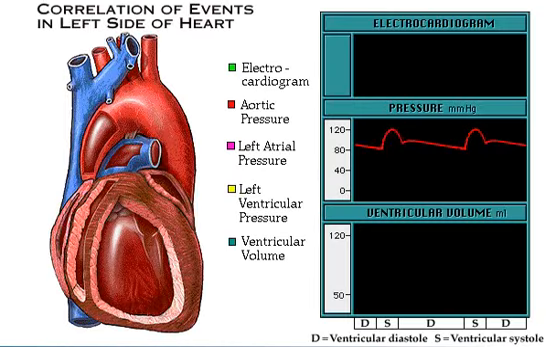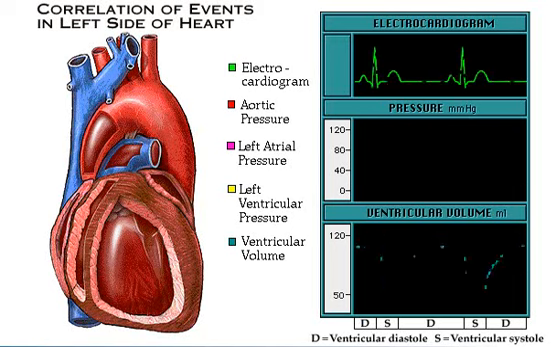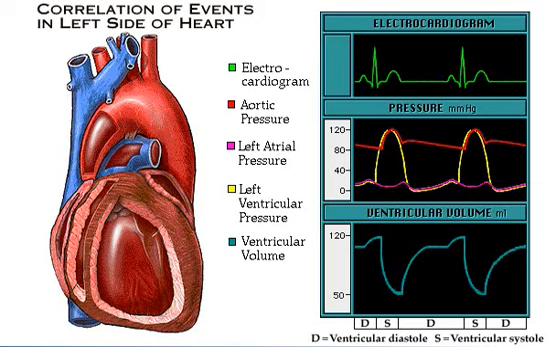Over the next few pages, you'll see animated graphs showing aortic pressure, atrial pressure, ventricular volume, and an ECG wave tracing. This series ends by showing all the graphs together.